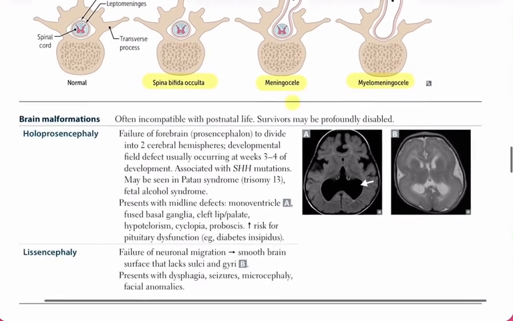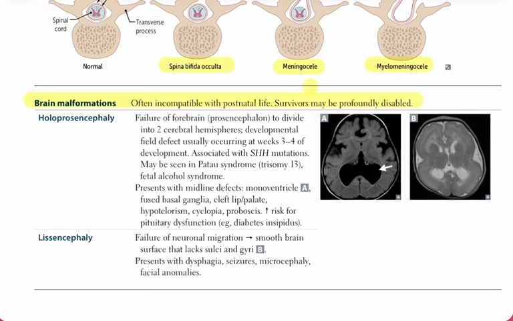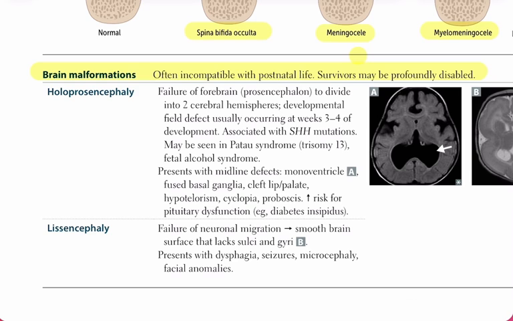Brain malformations can also occur and are often incompatible with life after birth, and survivors may be profoundly disabled. One notable brain malformation is holoprosencephaly, which happens when the forebrain, or prosencephalon, fails to divide into two cerebral hemispheres. This is a developmental field defect that typically occurs between the third and fourth weeks of development. It's associated with mutations in the sonic hedgehog gene, SHH, and can also appear in Patau syndrome, which is trisomy 13, or in fetal alcohol syndrome.